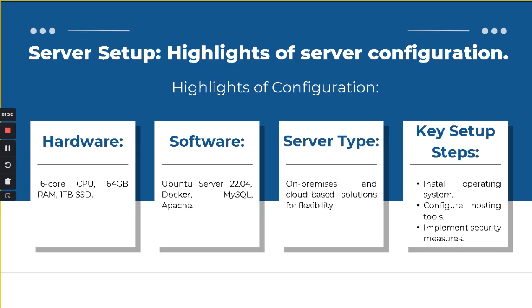Server setup. Highlights of server configuration. Hardware: 16-core CPU, 64 GB RAM, 1 TB SSD. Software: Ubuntu Server 22.04, Docker, MySQL, Apache. Server type: on-premises and cloud-based solutions for flexibility. Key setup steps: install operating system, configure hosting tools, implement security measures.